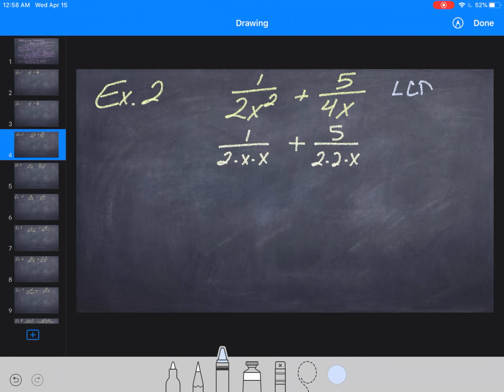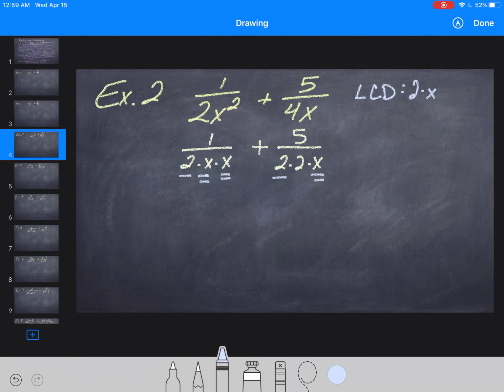My least common denominator must contain every single factor that is in the denominator. My first factor is a 2. I have a 2 in my first fraction and a 2 in my second fraction, so I must have a 2 in my least common denominator. My denominator contains an x in my first fraction and an x in my second fraction, so my least common denominator must contain an x. My first fraction contains an x, but my second fraction doesn't contain that same x, but I have to include it as part of my least common denominator. My second fraction contains a 2 that is not in my first fraction, so my least common denominator must contain my 2.